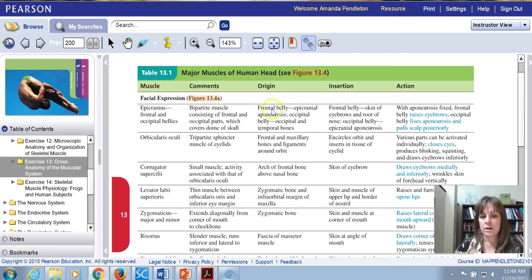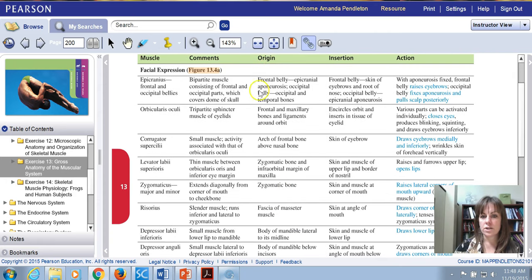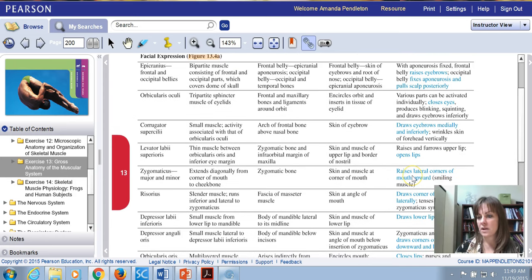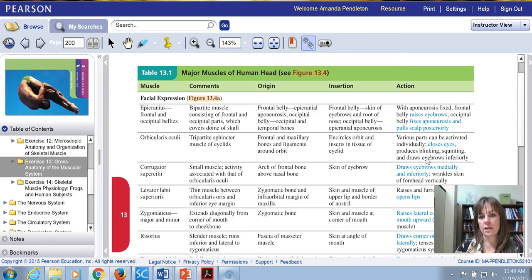Well, if we look right here, this is telling us the origin in this section. So zygomatic bones, we got that right. Insertion, well, skin and muscle at the corner of the mouth. Okay, and over here is the action. And so it raises the lateral corners of the mouth upward. So it is a smiling muscle, but this is going to be elevation and also retraction of that muscle. Okay, and so these tables in your lab manual are actually really great for helping you to know what this does.